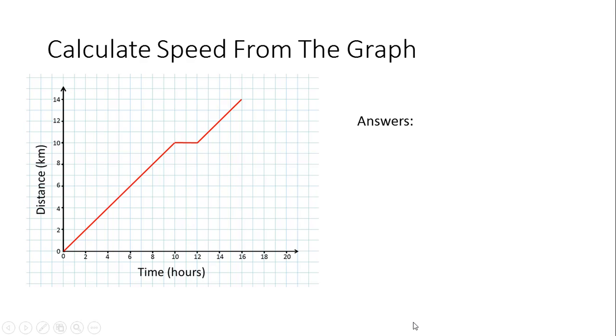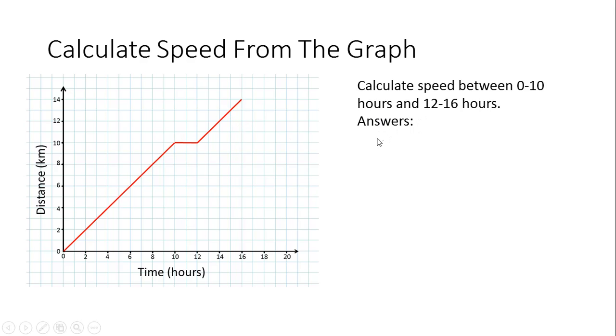From the graph we can see that an object moves from rest and travels 10 km from here to here in 10 hours. Stop for 2 hours. We know about it because there is no additional distance on this place. And then move again for 4 hours and travels 4 km in that 4 hours.